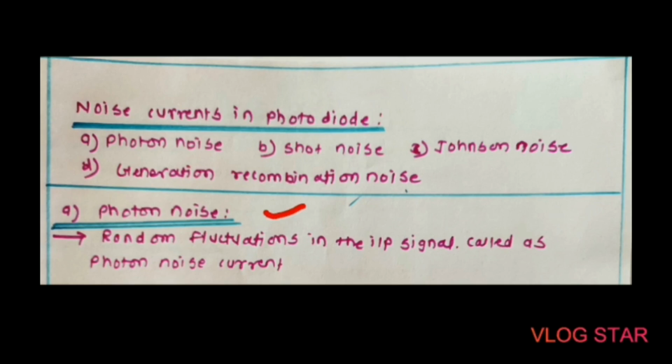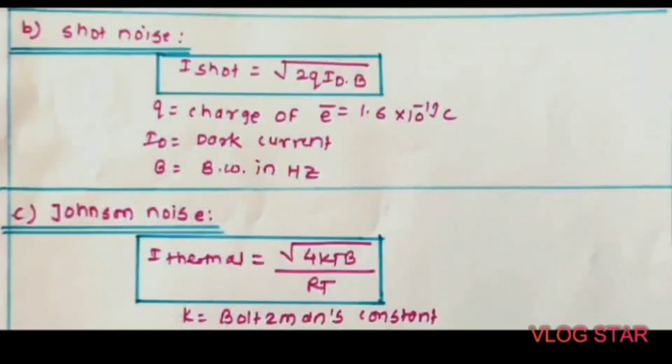generation recombination noise. In photon noise, the photons incident on the photodiode do not have the same arrival rate, so there are random fluctuations in the arrival rate, and this causes random fluctuations in the input signal also. This in turn creates the random fluctuation, which is called photon noise current.